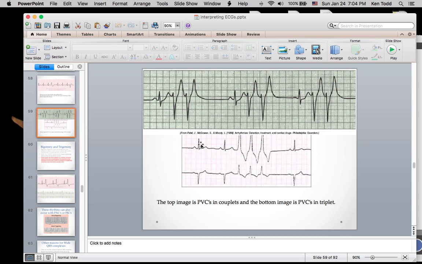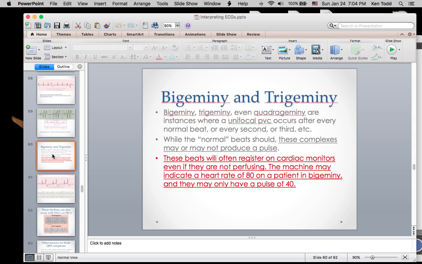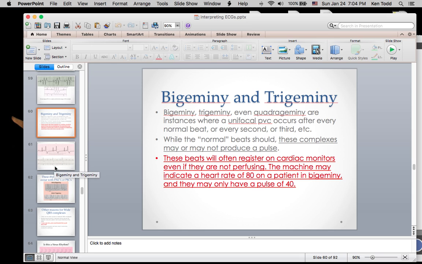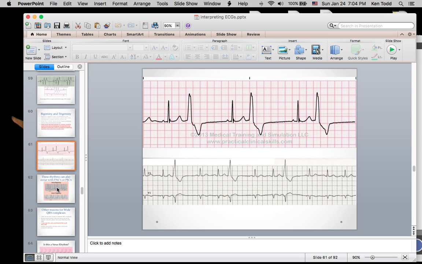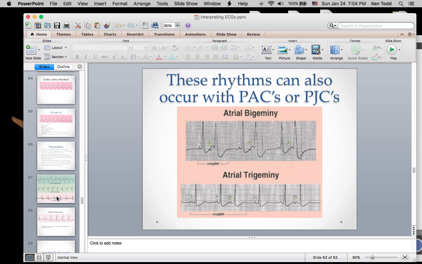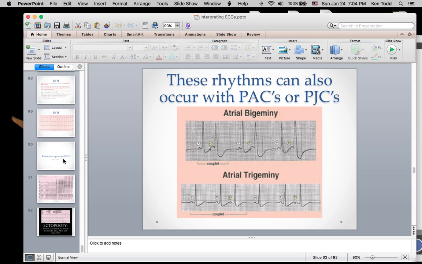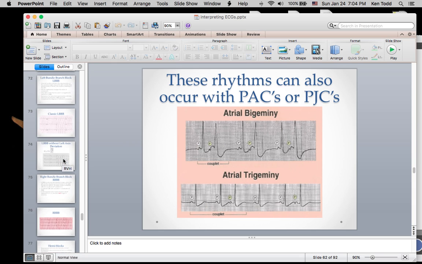Okay, now sometimes these can come in groups where they get called couplets or triplets, where you get 2 or 3 in a row. If you get more than that many in a row, though, it's considered a rhythm change. So that's pretty much it for the ectopic beats. And then the only other two that you really need to know are going to be ventricular tachycardia and ventricular fibrillation. So let me see if I can find those here.